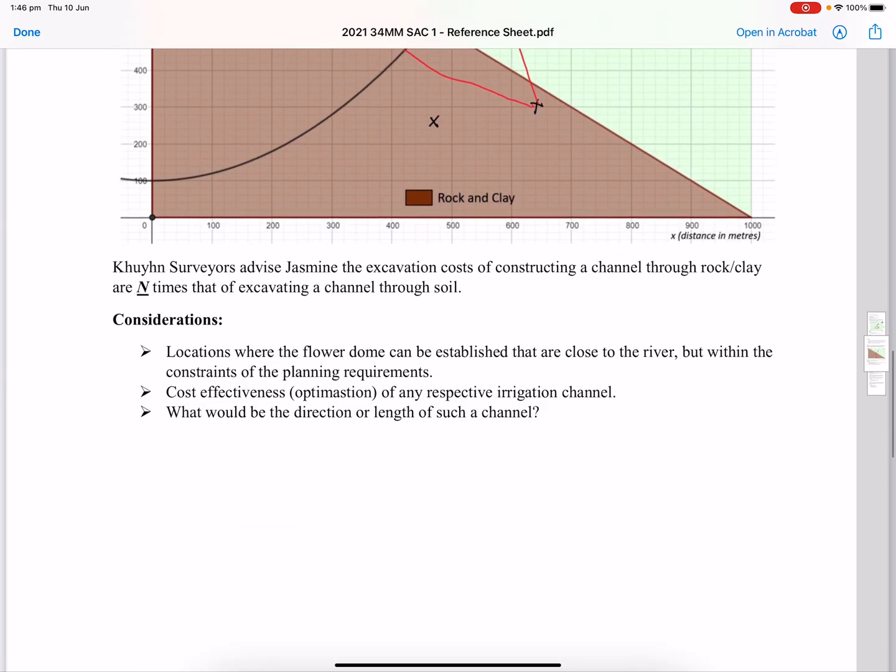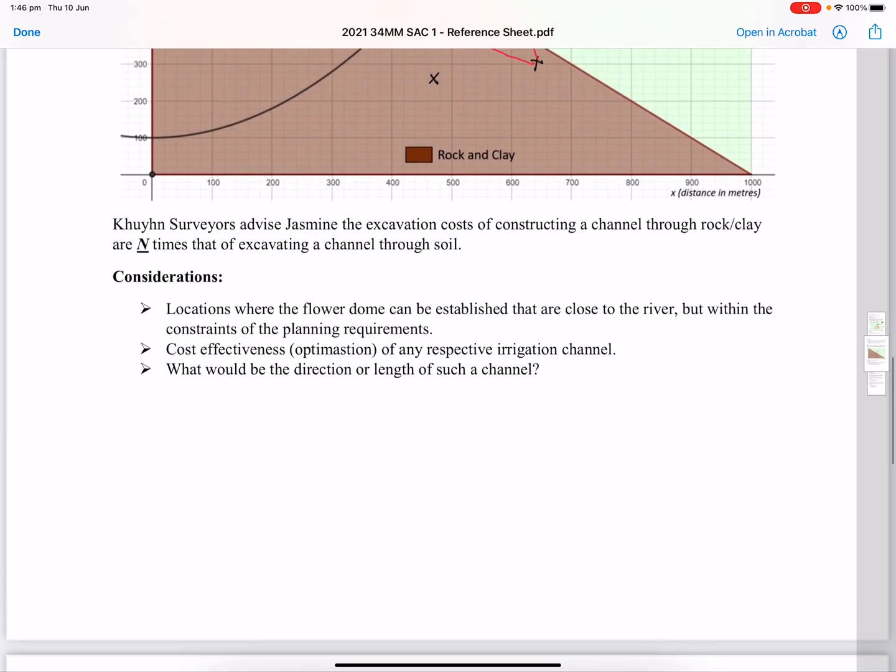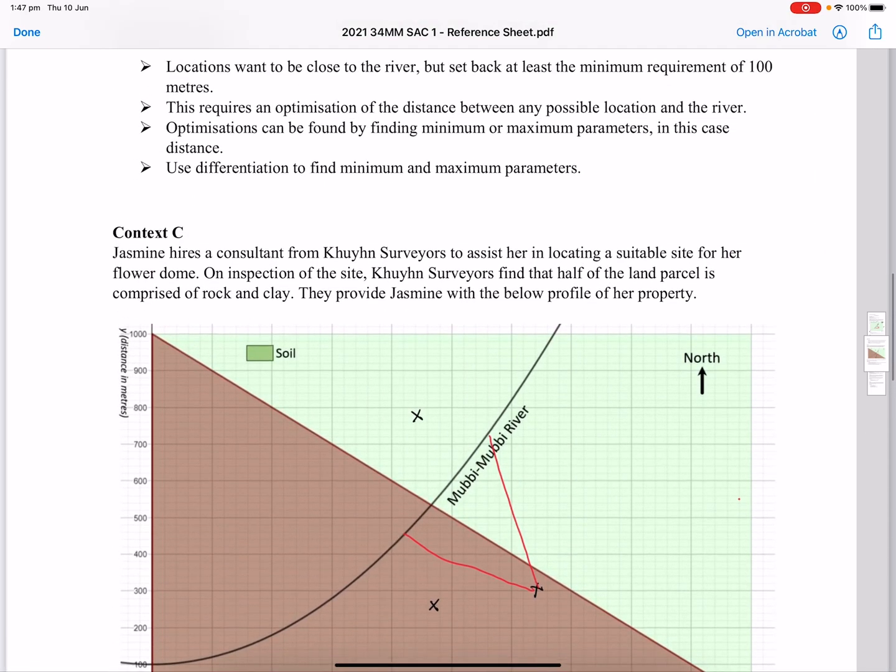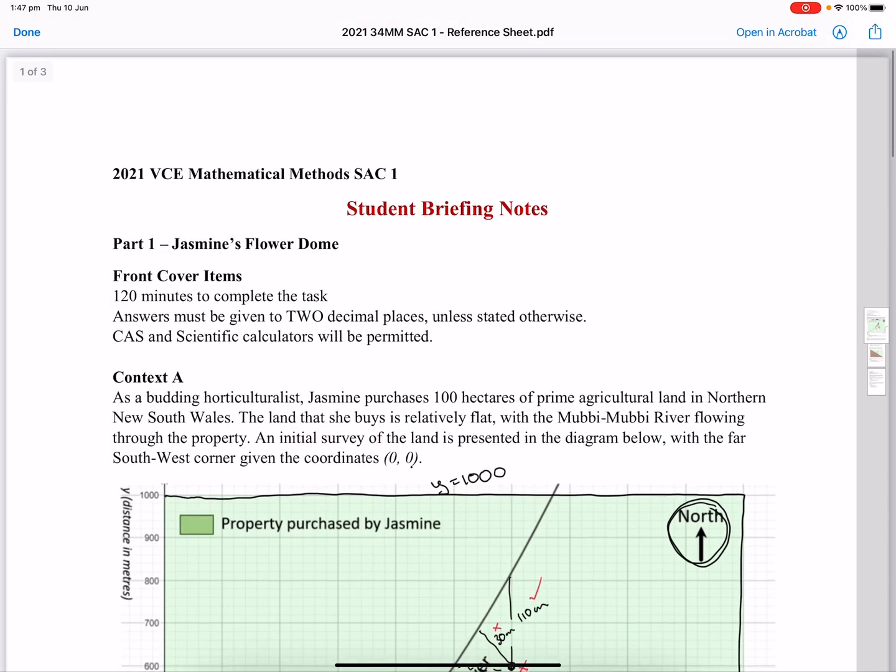So your considerations here are going to be locations where the flower dome can be established that are close to the river, but within the constraints of the planning requirements. Cost effectiveness. Now by cost effectiveness, we mean an optimisation of any respective irrigation channel, okay? And then once we know what channel will give us the best cost, then you want to be able to articulate the direction, length, an expression or a function of that channel. So those are things that you need to consider for part 1.